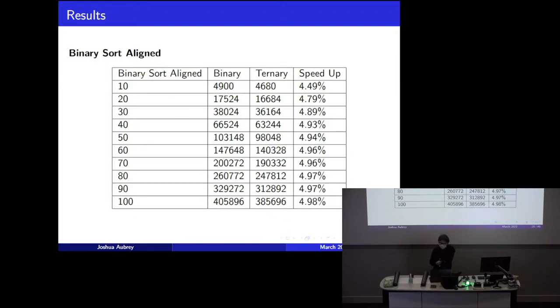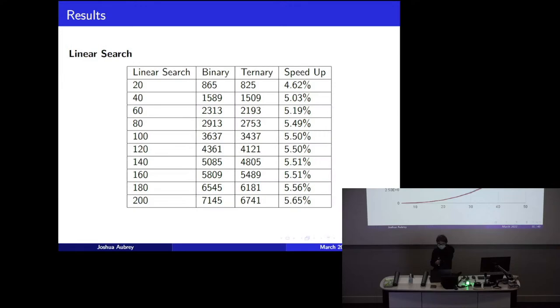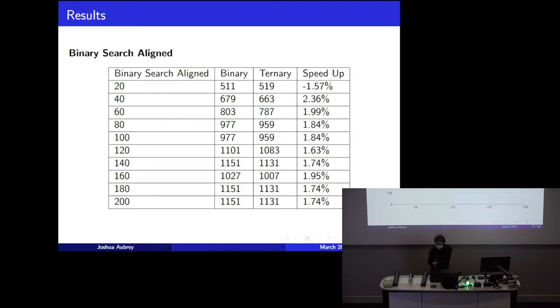That can obviously cause problems with the results, but I spoke about that in the dissertation at the end. And then we went for a huge matrix multiplication. As you can see, we have low clock cycles there, and we have about a 3% increase in speed. And there are just more tests. Again, we have a binary search here. It's really strange how the binary ones initially start off with binary being better, but once we add a few no-ops to the start, ternary becomes a bit faster.